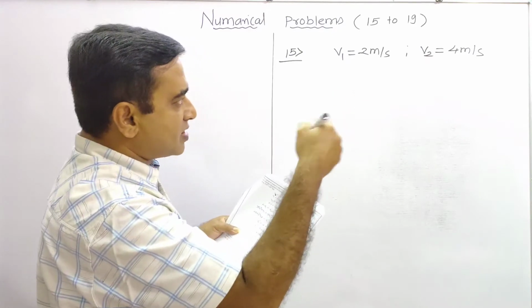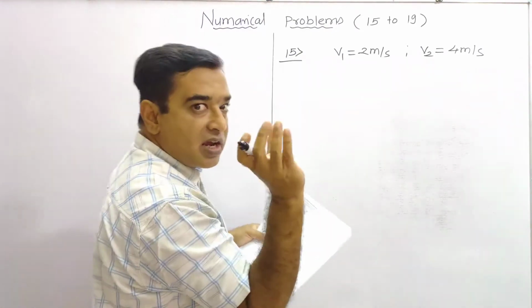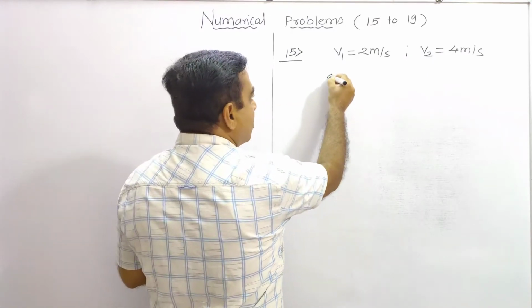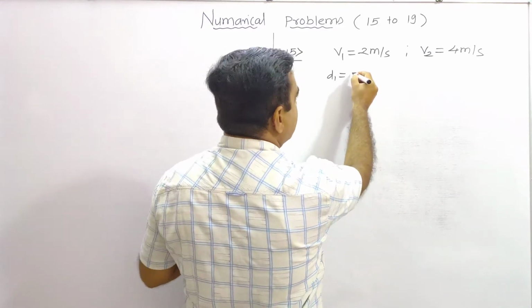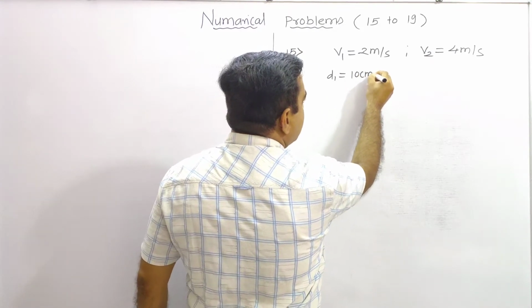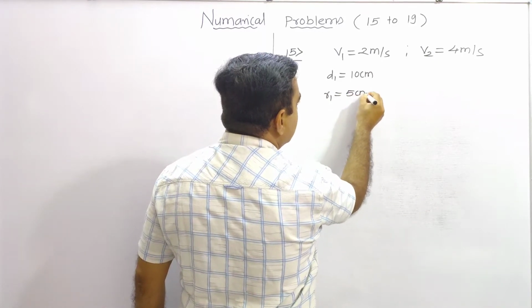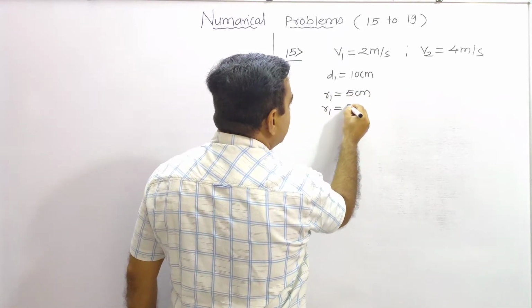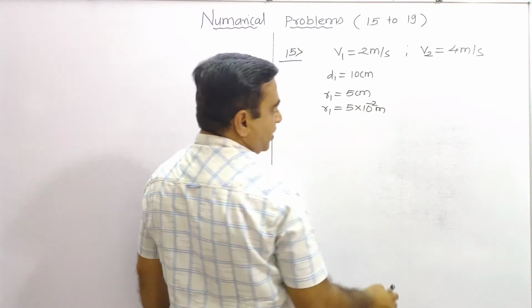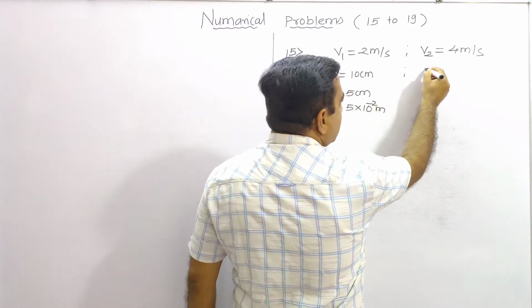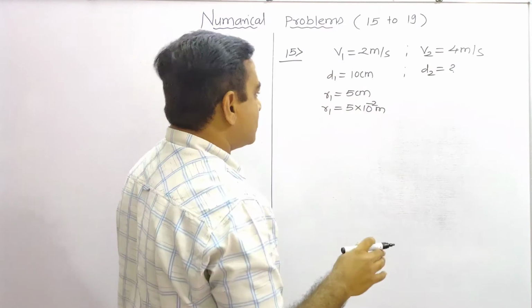Let us check that. Velocity increased means the area is small. So diameter of the first one is given as how much? 10 centimeter. Diameter is equal to 10 centimeter, so radius is equal to 5 centimeter. That means R1 is equal to 5 into 10 raised to power minus 2 meter. And we need to calculate the diameter D2. So how to get this?